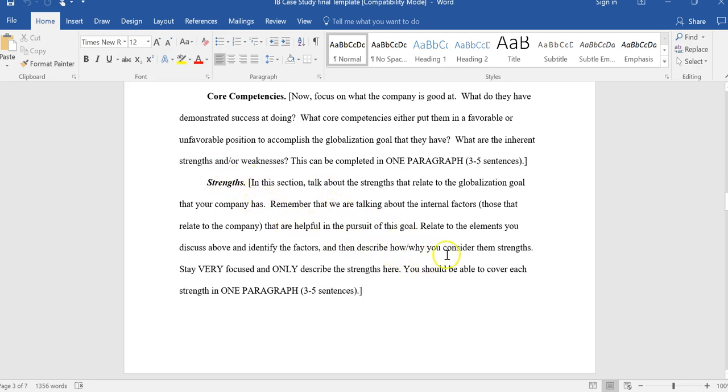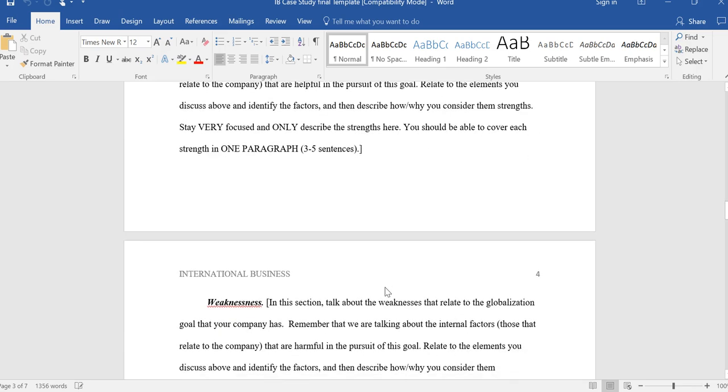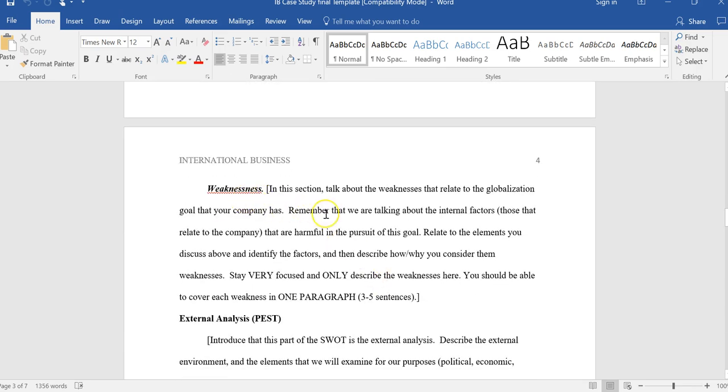List those things and talk about them. And if you need to expand, great, but keep it to one paragraph, 3 to 5 sentences. Okay? Then you identify weaknesses. What are those things related to the company that are going to hold them back from being able to accomplish whatever that globalization goal is that you introduced in the first part? Okay? So stay super focused.